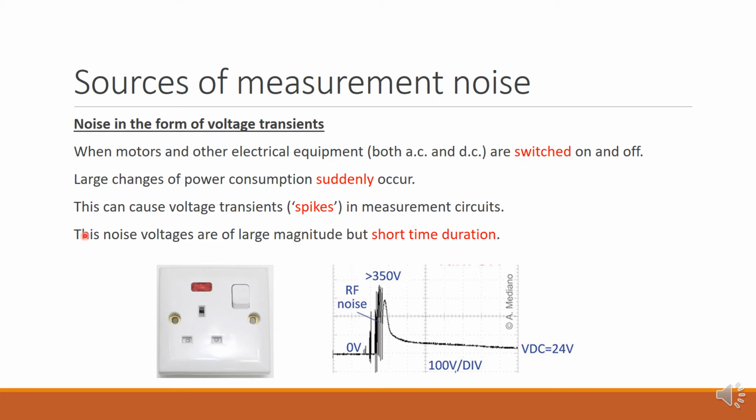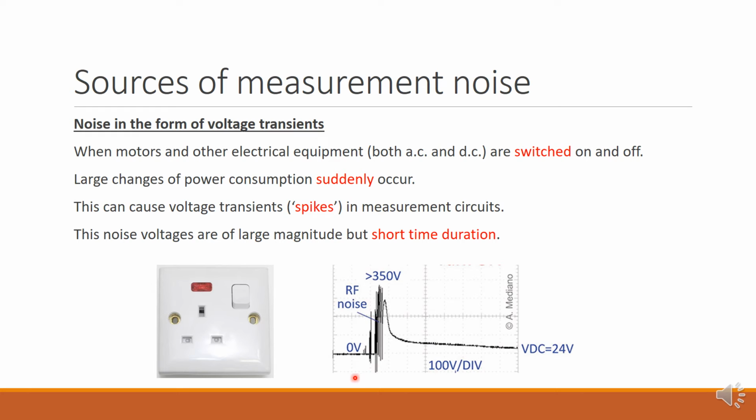Another source of measurement noise is noise that comes from voltage transients. For example, when motors and other electrical equipment suddenly switch on or off. For example, you switch on your lamp or your fan, and a large change of power consumption suddenly occurs in your electricity power supply. So this will cause a voltage transient or spikes in your measurement circuits.